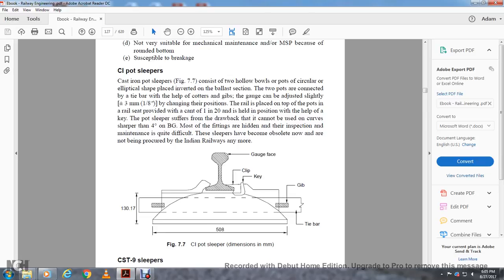Here the cast iron pot sleepers show the dimensions in millimeters, as well as the clip, key, gauge, grip, gib, and the tie bar, of the cast iron sleeper.